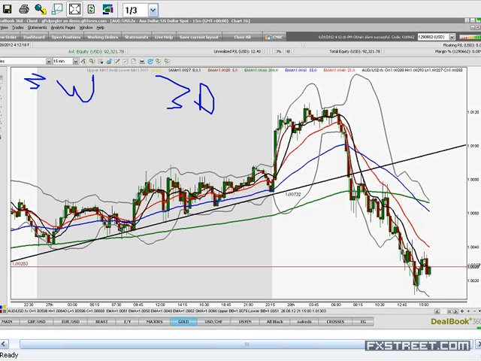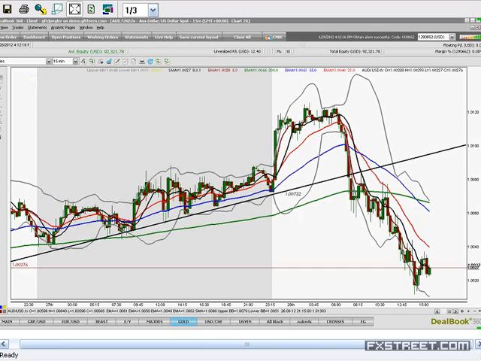Make sense? Okay. So to do that, you need to know how and where price turns. All right, so let's look at a couple of daily charts.